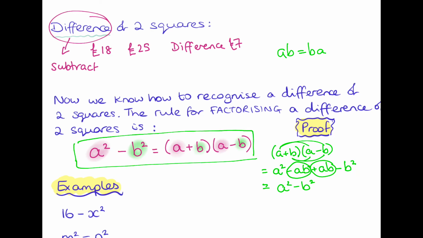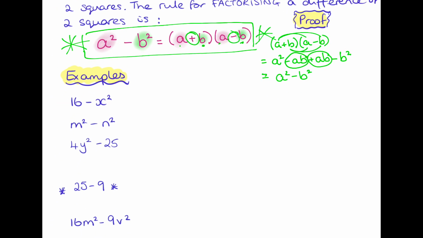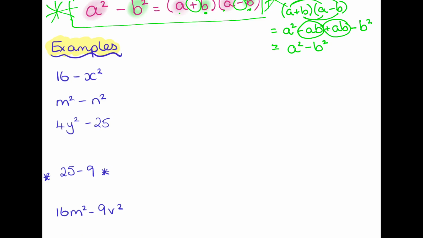So you need to learn this rule: when you've got something squared, take away something else squared, then the thing that's squared in the first one, you put in the beginning of your brackets, the thing that's squared in the last one, you put in the ends of your brackets, and then you have one plus and one minus. We're going to practise that a little bit just now, and then that'll be us done for today.